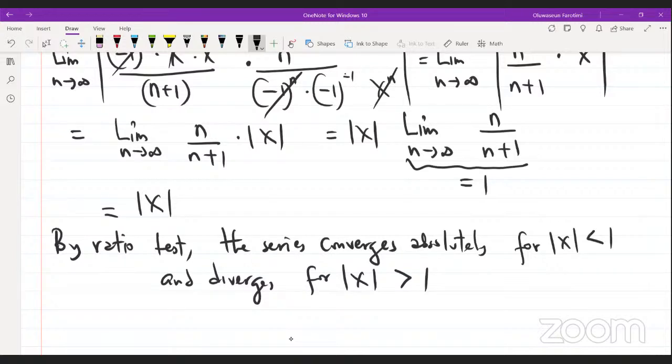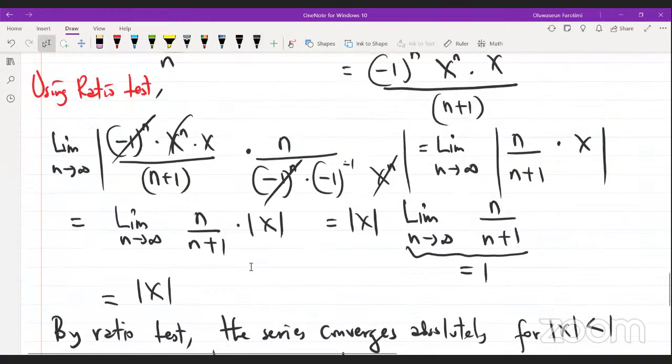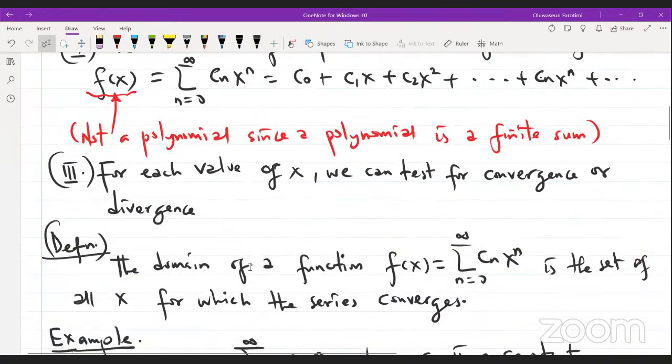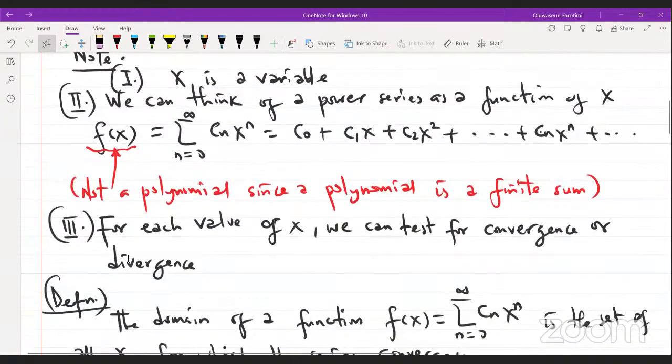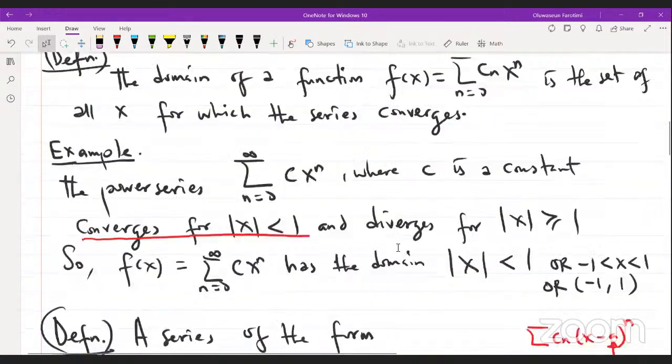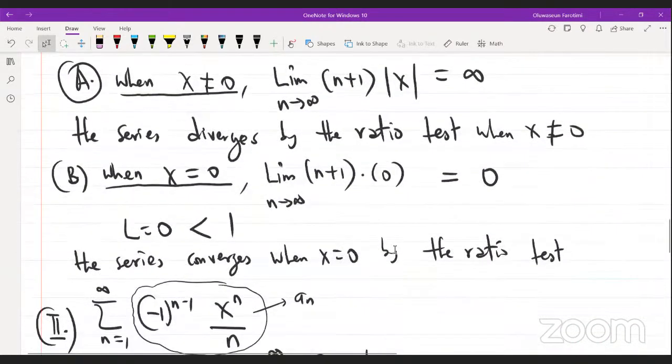Now, I want to remind you guys about something I wrote when I started the class. I wrote 3 important things. I'm just going to flip there, guys. Sorry, I'm flipping across your faces, but did you see the third point? The third point says for each value of x, we can test for convergence or divergence. It's all going to make sense now. When x was 0, we said it converges, right? 0 is just 0. There's really nothing to do. It brings everything down to 0.